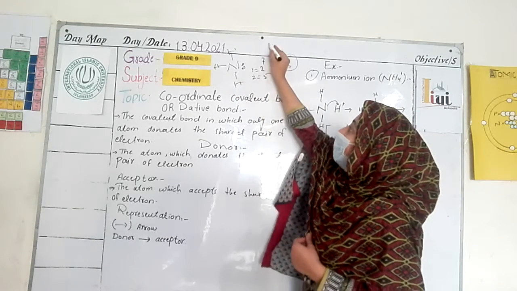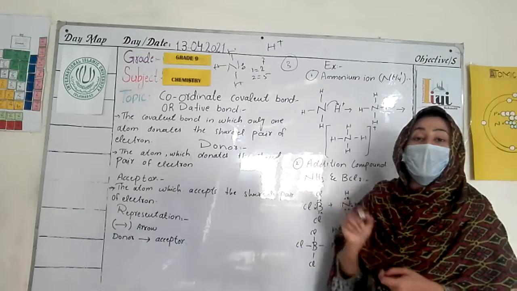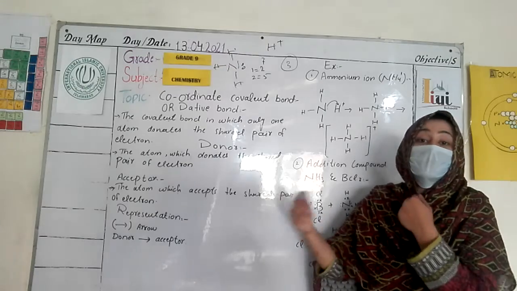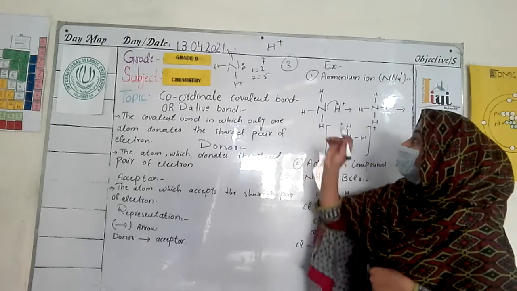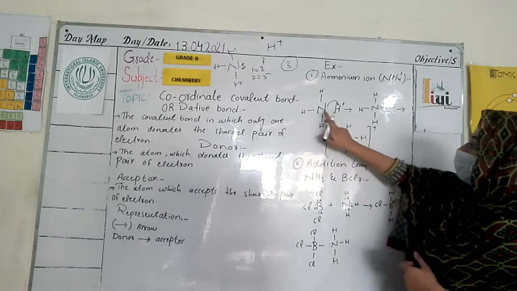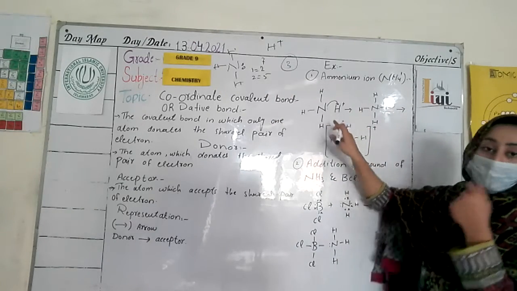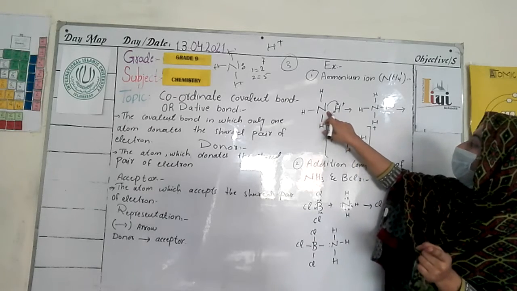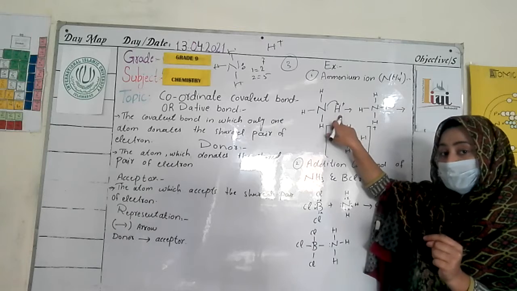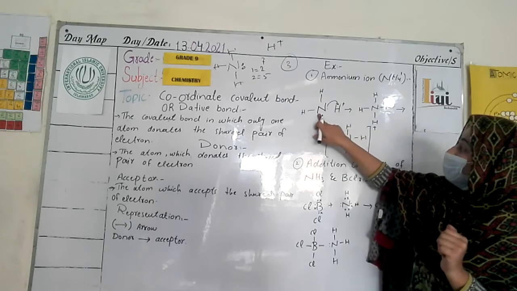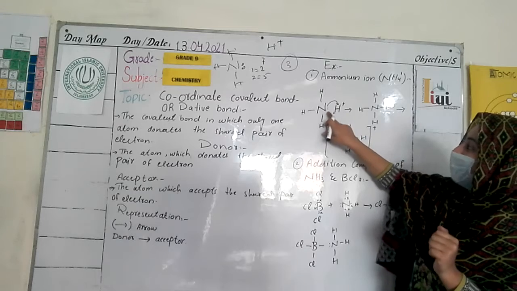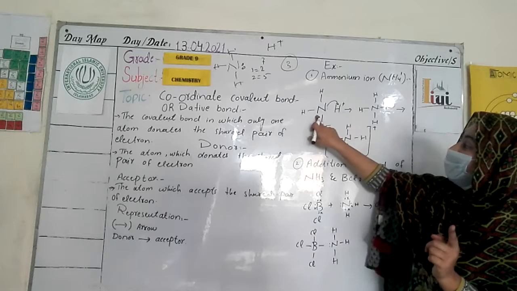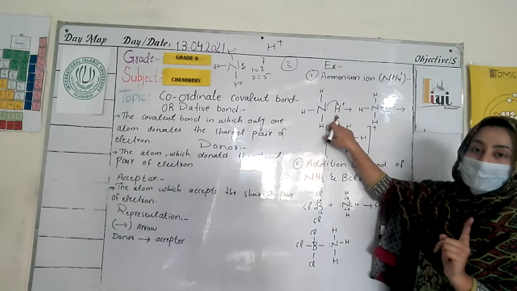So what will it do? Hydrogen is electron deficient. It has a deficiency of electrons to complete its duplet. So what will happen? I am showing you in this reaction that nitrogen has a pair of electrons, and hydrogen requires electrons to complete its duplet. So nitrogen can give; this arrow shows that electrons are transferred from nitrogen to hydrogen. So it means that nitrogen is a donor and hydrogen is an acceptor.